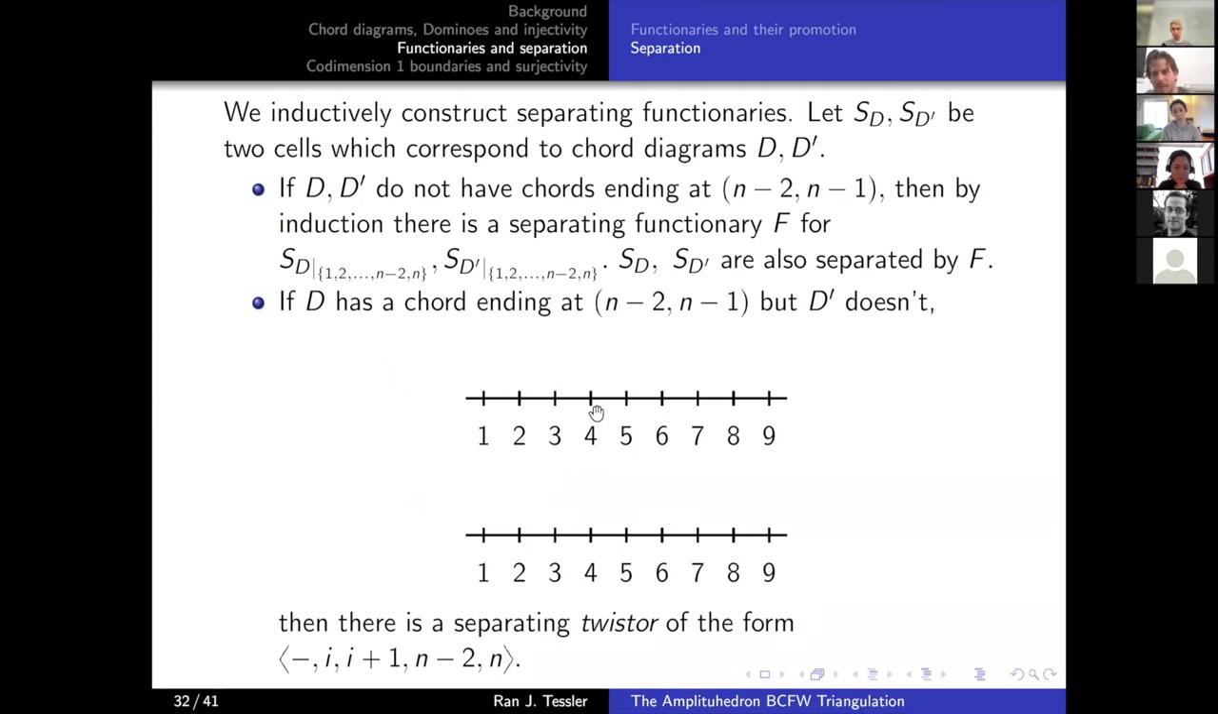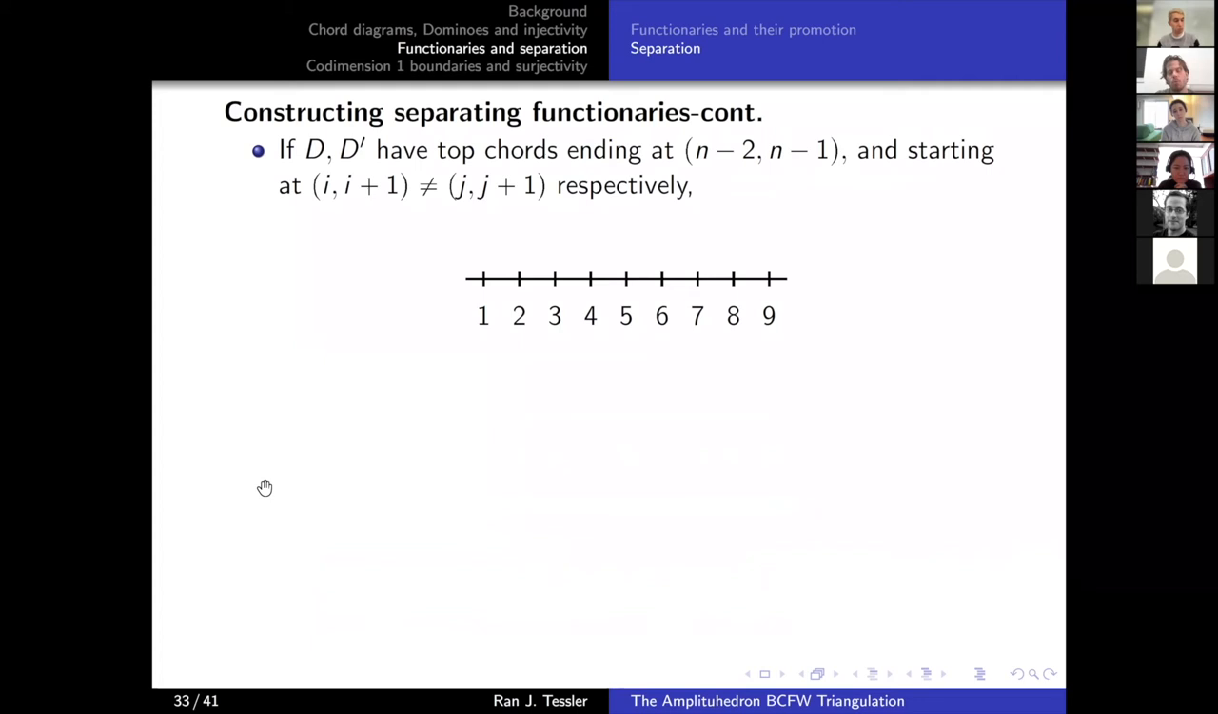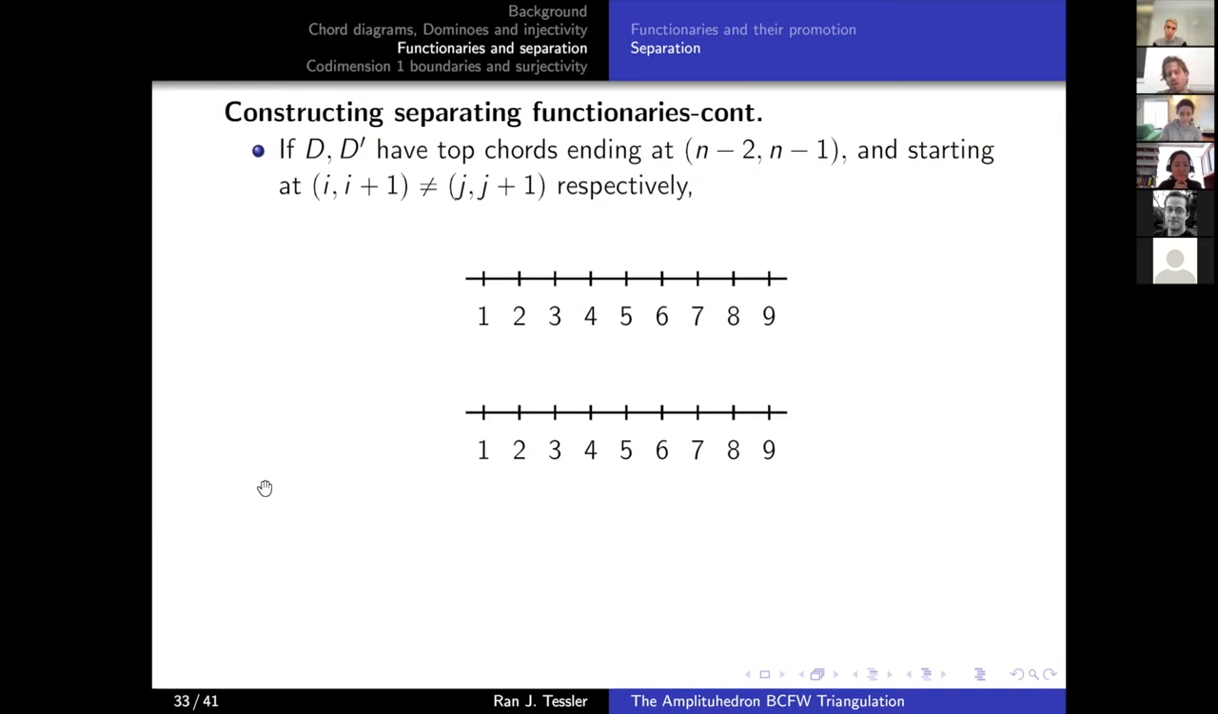Okay. So now let's move to an even more interesting case. Suppose now that the two diagrams both have a chord which ends at the rightmost position, n minus two and n minus one. But let's assume that the two top chords, the one in D and the one in D prime, which end there, do not have the same tail. So for example, we are in this situation. That's D, and here it has other things which I don't know what they are. Here it has other things which I don't know what they are. And for example, D prime can be this.